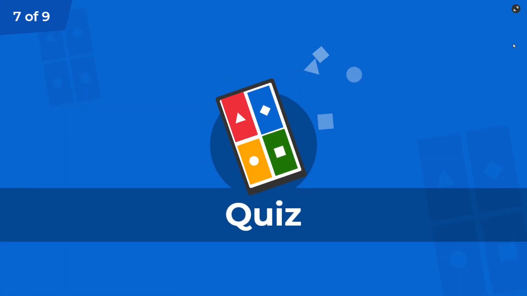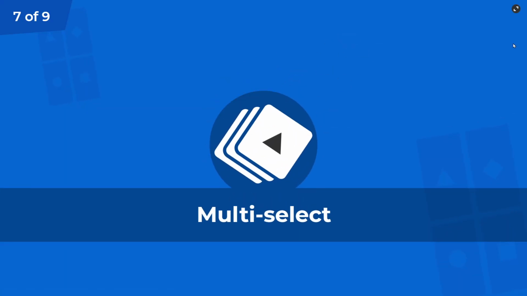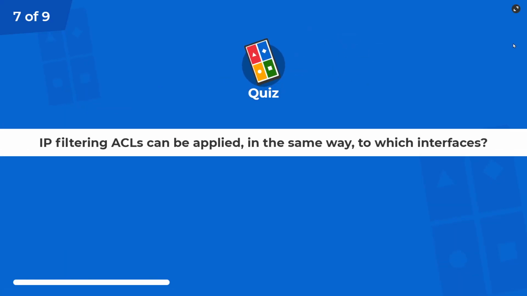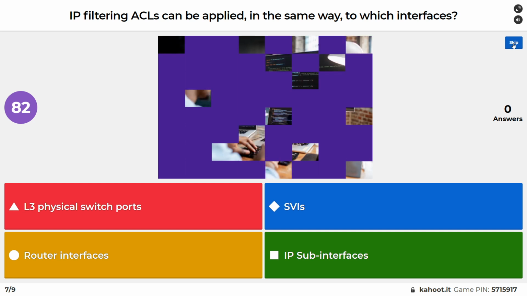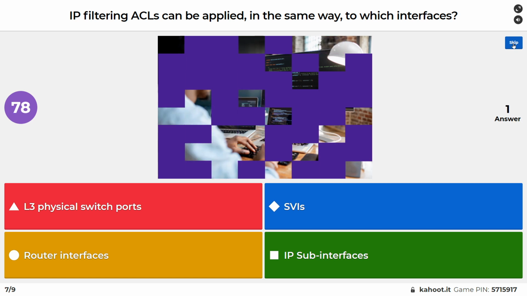Here we go. Here is our 7th question. It is multiple select. IP filtering ACLs can be applied in the same exact way to which of these following interfaces? Now, only choose the interfaces where we could apply an access control list for the purpose of filtering.